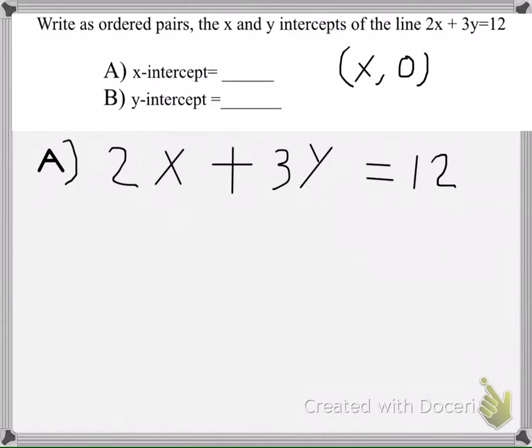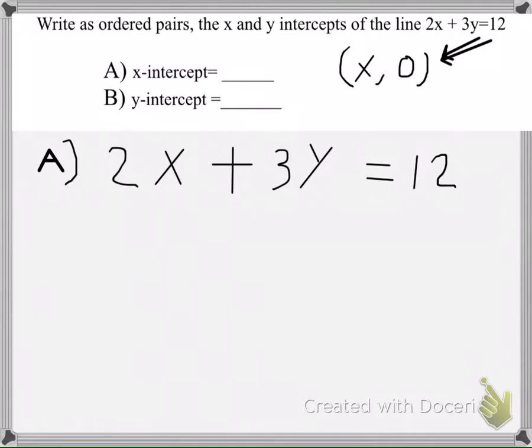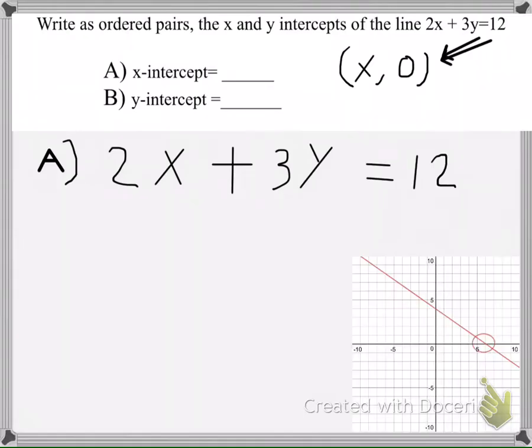To begin with, remember that the x-intercept will always take the form x comma 0, because the x-intercept is the point where the graph crosses or touches the x-axis, and the x-axis is located where y equals 0. So for example, that point and that point are all located at y equals 0. You can check for yourself if you don't believe me.